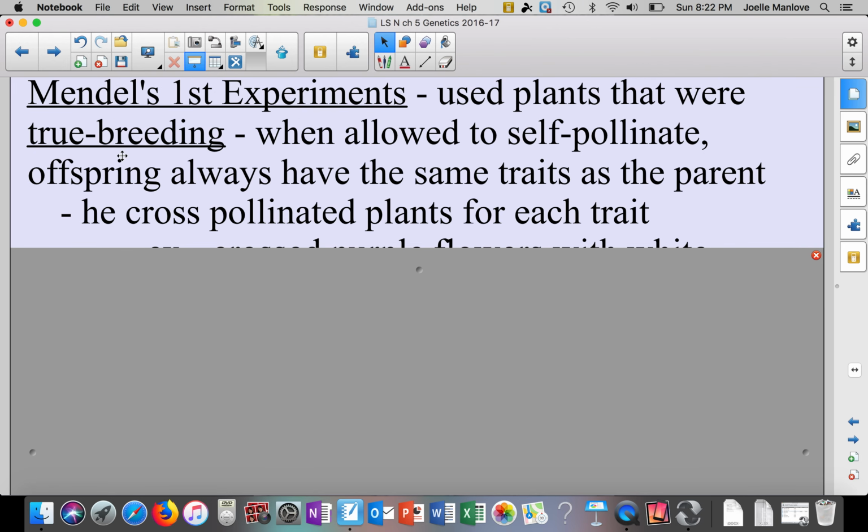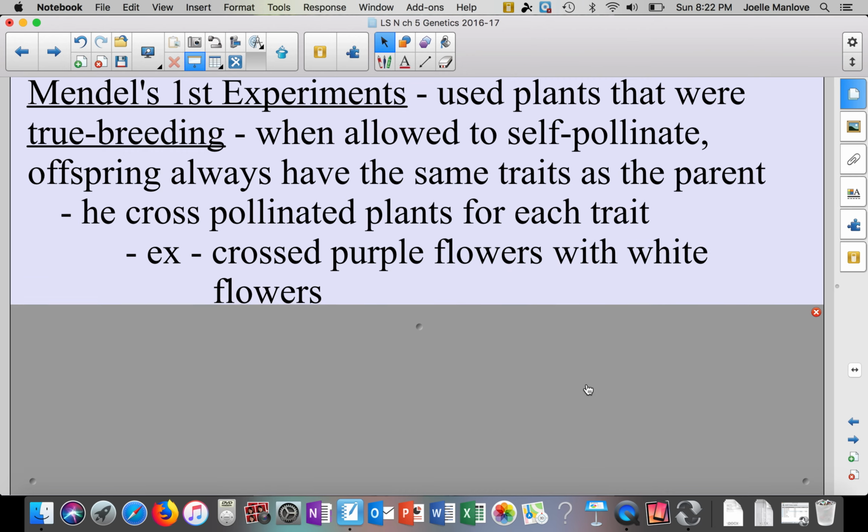He used those true breeding plants, and he cross-pollinated the plants for each trait. That means he took the purple flowered plants and crossed them with the white flowered plants. Or he took the tall plants and crossed them with the short plants, or whatever other trait we're going to be talking about. Those true breeding ones, the ones that always had the same trait as the parent, he cross-pollinated.